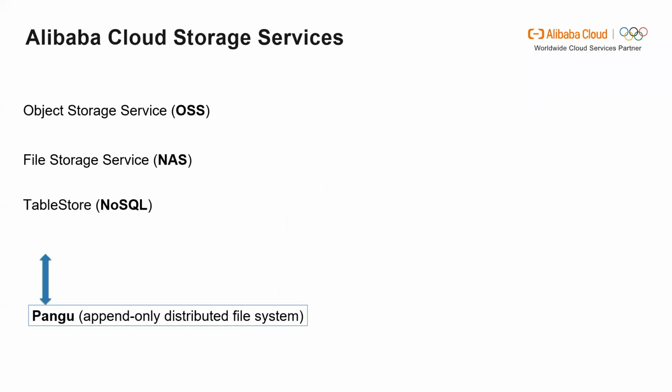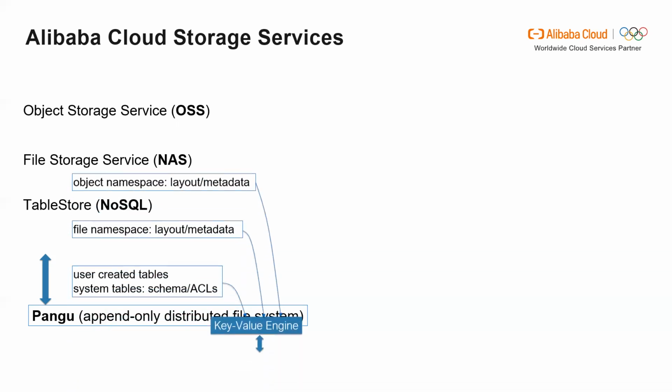On Alibaba Cloud, we provide multiple storage services. Three examples are OSS, Object Storage Service, NAS, File Storage Service, and Table Store, a NoSQL service. These services work on top of Pangu, an append-only distributed file system. They have an internal key value engine.